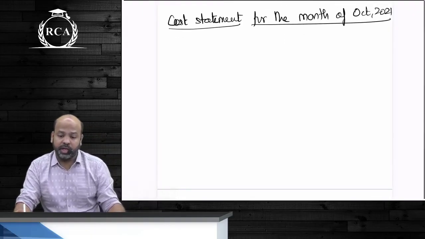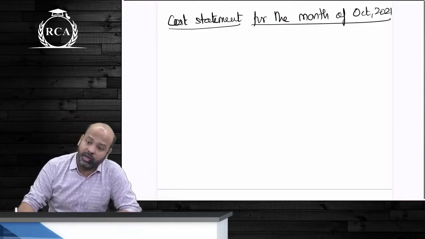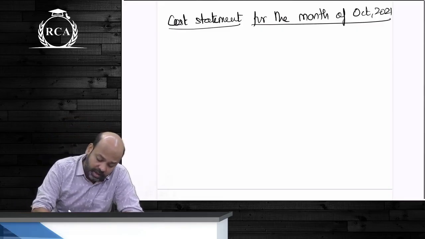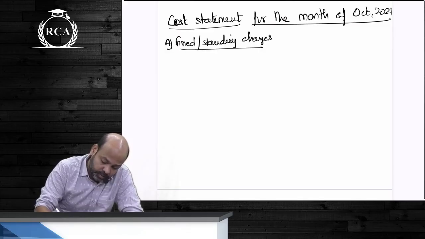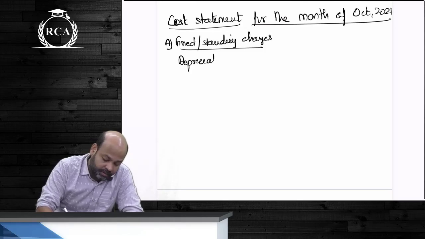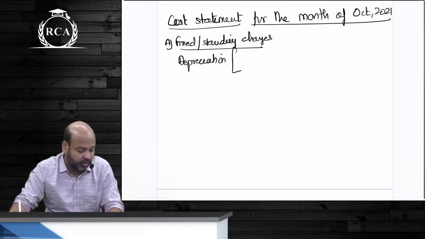You will have to divide the expenses into fixed, variable and semi-variable. The first category is fixed standing charges. Depreciation should be for all the 25 vehicles. Cost of each bus is how much? 24 lakhs. Did they give us the residual value?